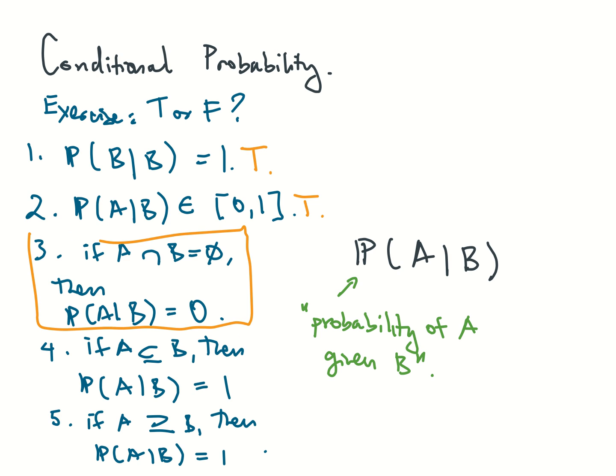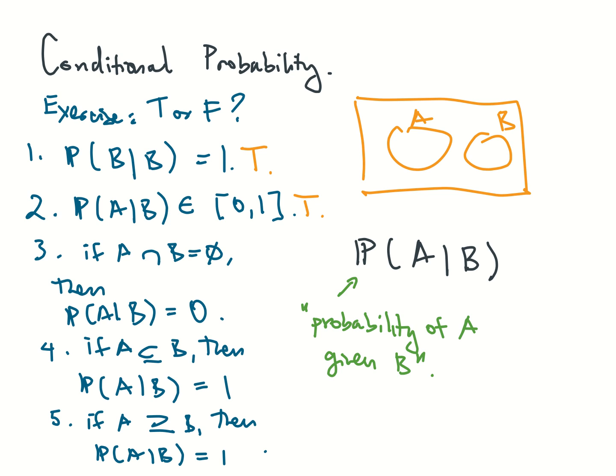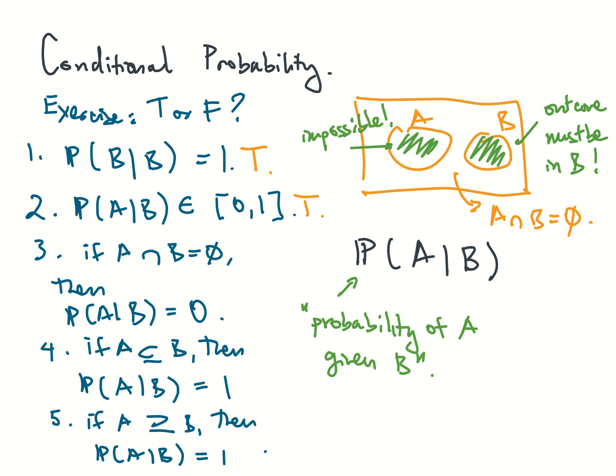The third statement said that if A intersecting B is the empty set, then the probability of A given B is 0. If you think about it, A intersecting B is the empty set means that A and B can never happen together. So, given that B has happened, the probability of A happening is 0. So this statement is true.